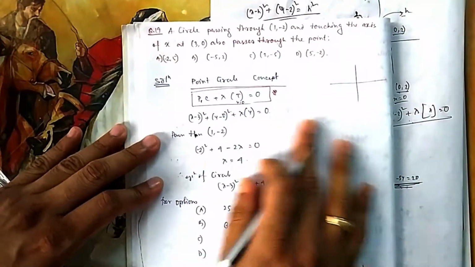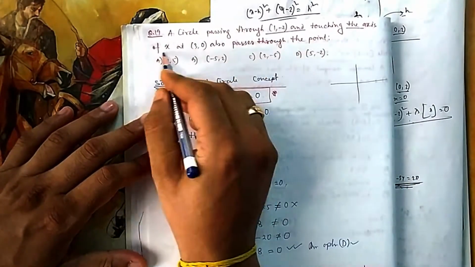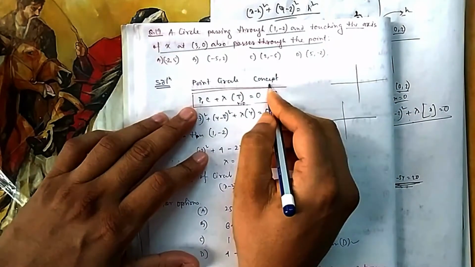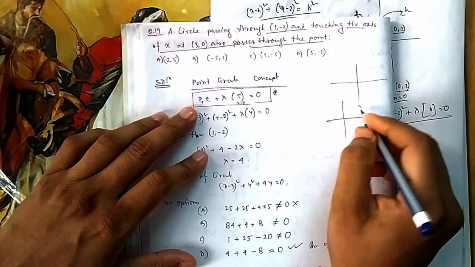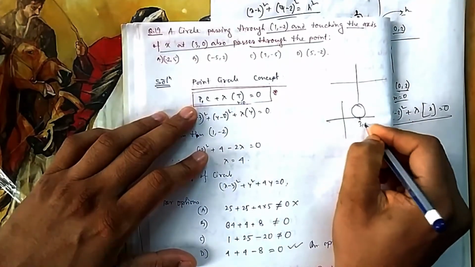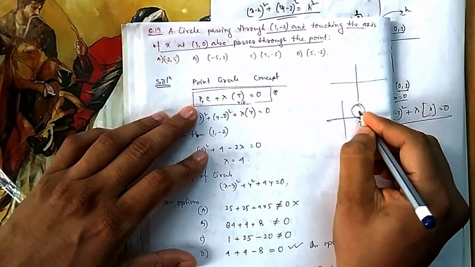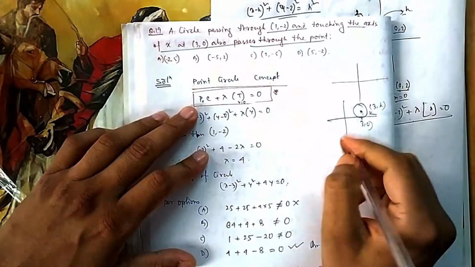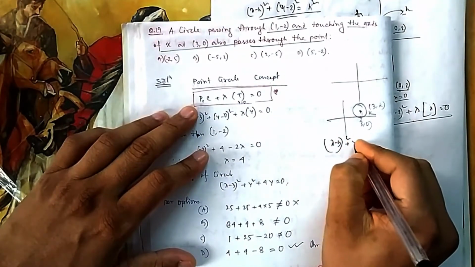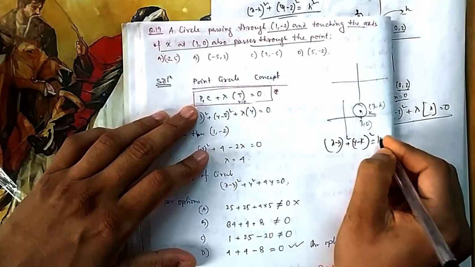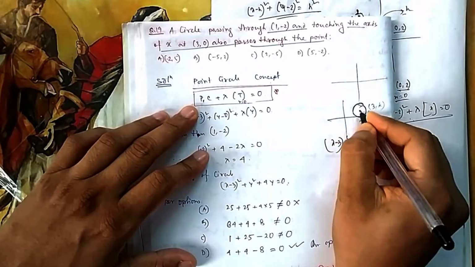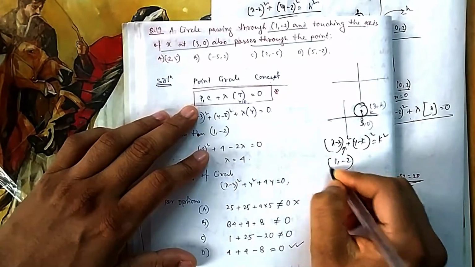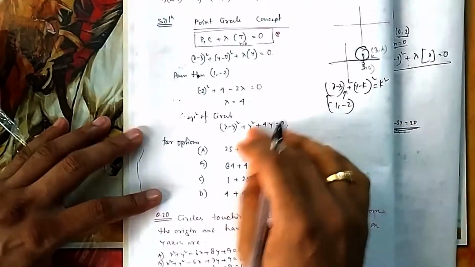Next, if you come to question 19, a circle passing through this point and touching the x-axis at this point. This type of question we have solved in so many ways. Here I have used the concept of the point circle, because it is touching at this point, or you can use any concept. Because it is (3, 0), your h will be equal to 3, k you don't know, and its radius is also k. So you can use x minus 3 whole square plus y minus k whole square equal to k square, because it is touching at (3, 0). You know this concept, we have explained it so many times. Because it passes through (1, -2), if you put it there you will get k. Once you know k, then you can solve it.